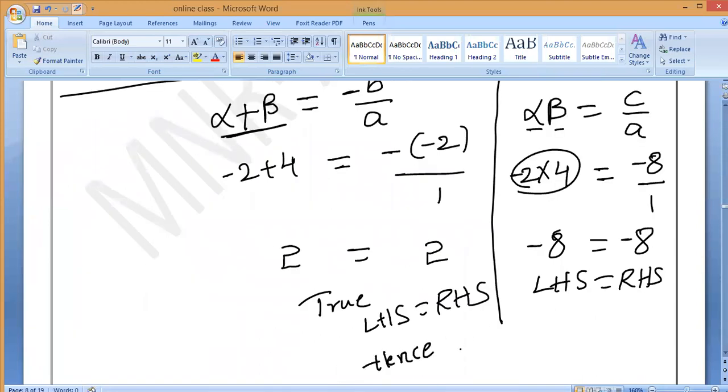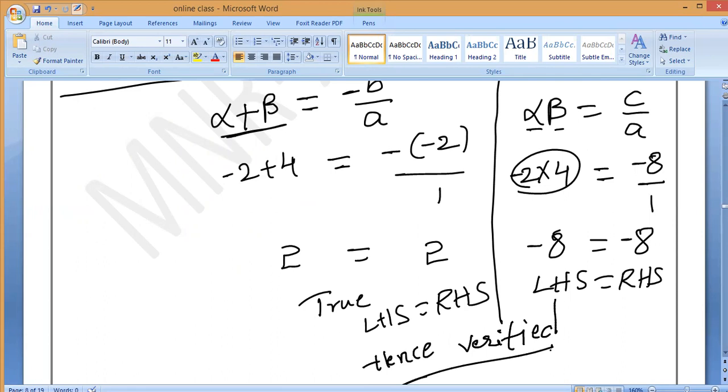So that is the reason why we need to understand the zeros of the polynomials, the comparison between coefficients and zeros of the polynomial. To verify this, the sum of the zeros of the polynomial is equal to minus b by a, and the product alpha times beta equals c by a.